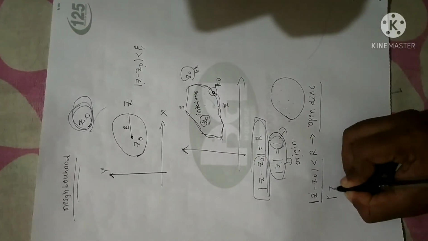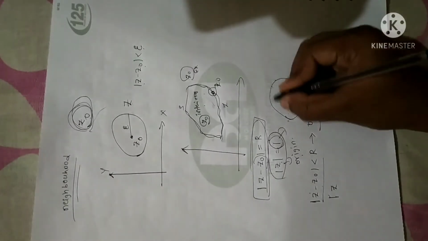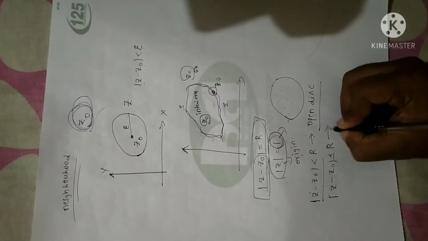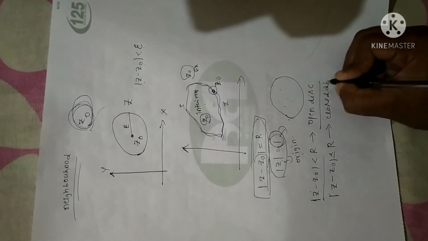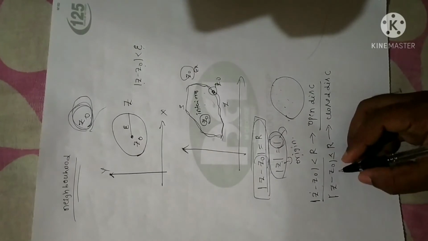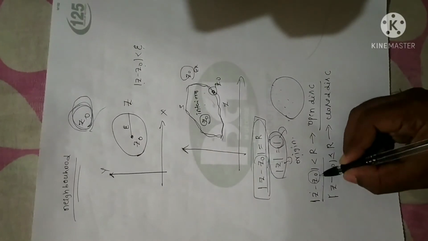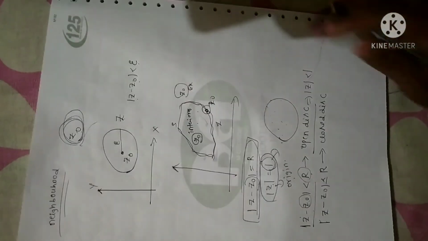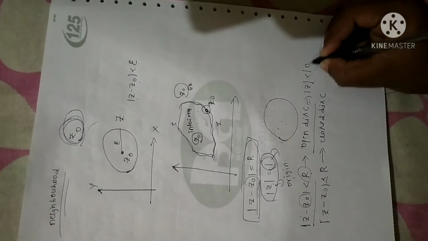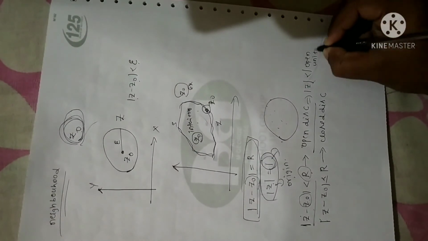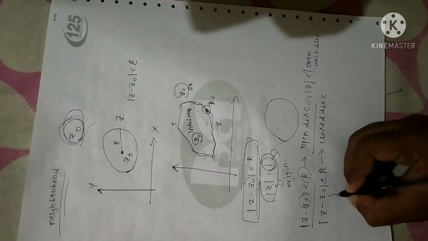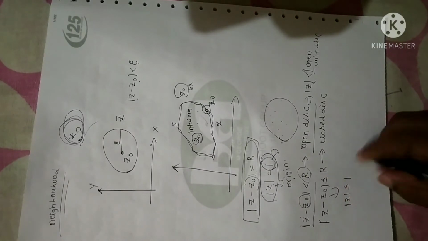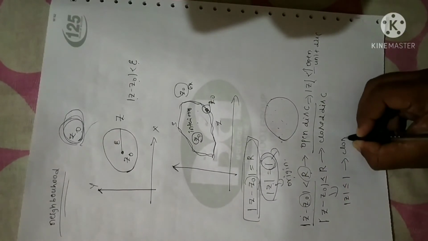And next, suppose in a circle all the points, including those on the boundary of the circle, satisfy magnitude of z minus z0 less than or equal to r, then it is called a closed disk. In particular, suppose the center is at origin and radius 1, this becomes mod z less than 1. Then we call this an open unit disk. Similarly, with center at origin and radius 1, if the condition is mod z less than or equal to 1, we call this a closed unit disk.